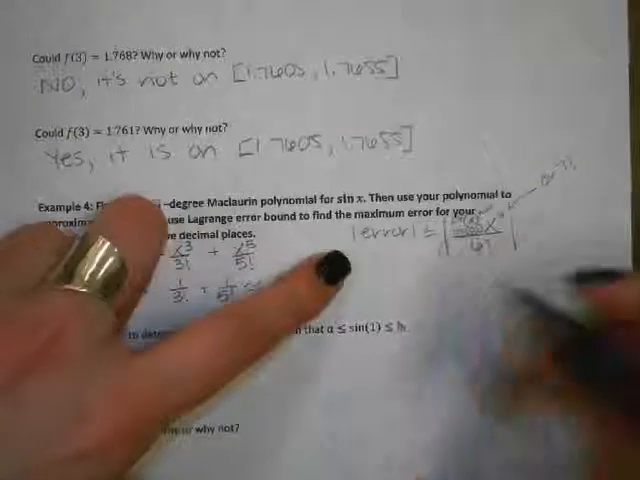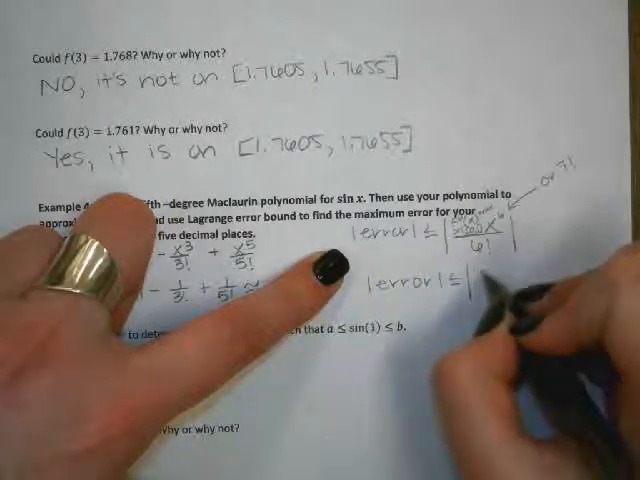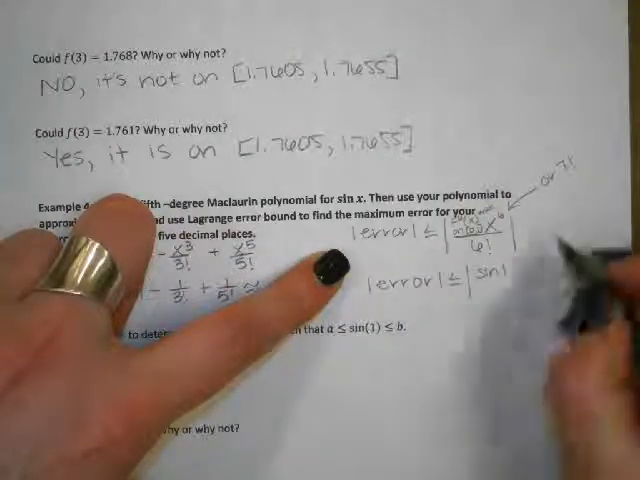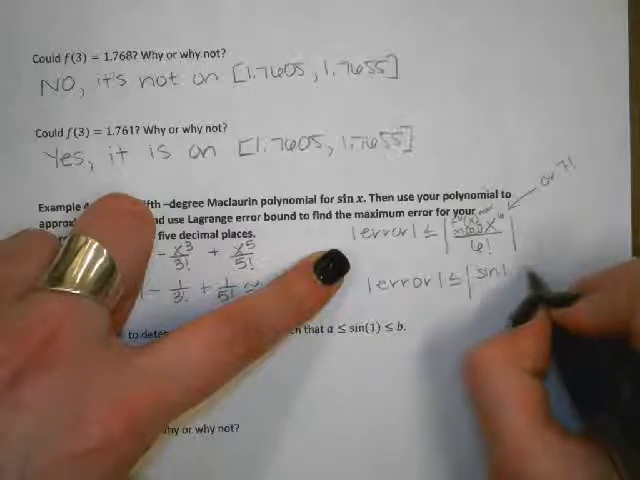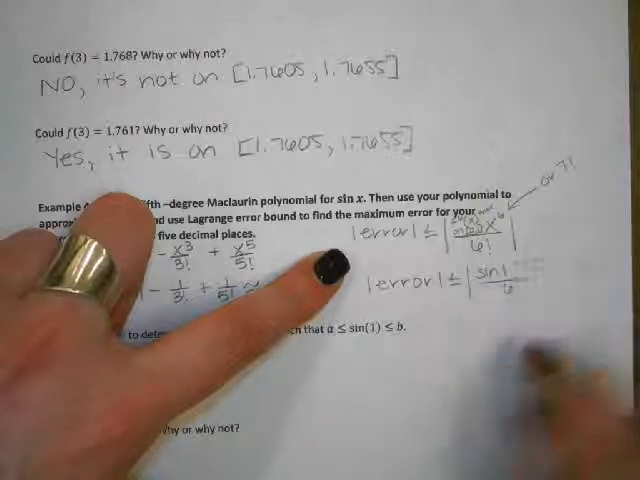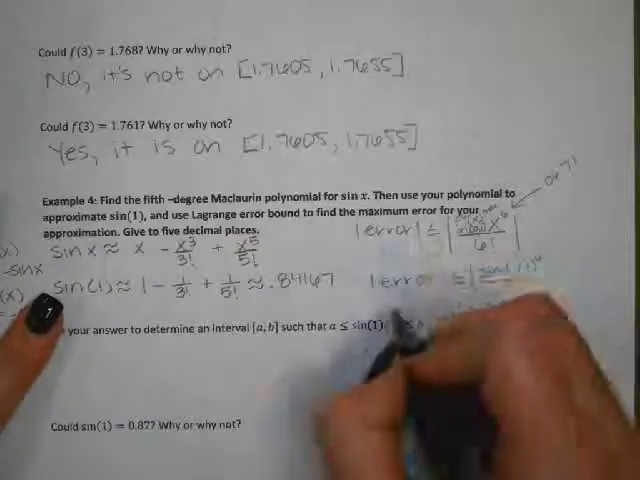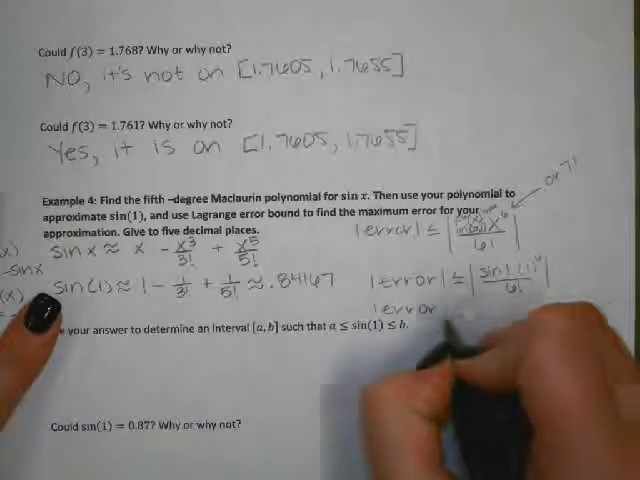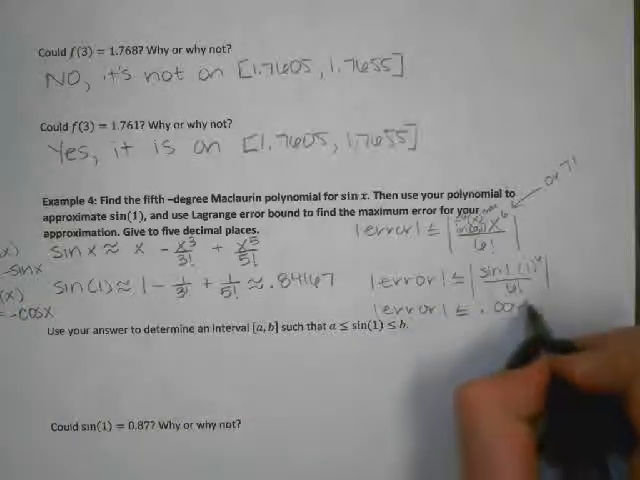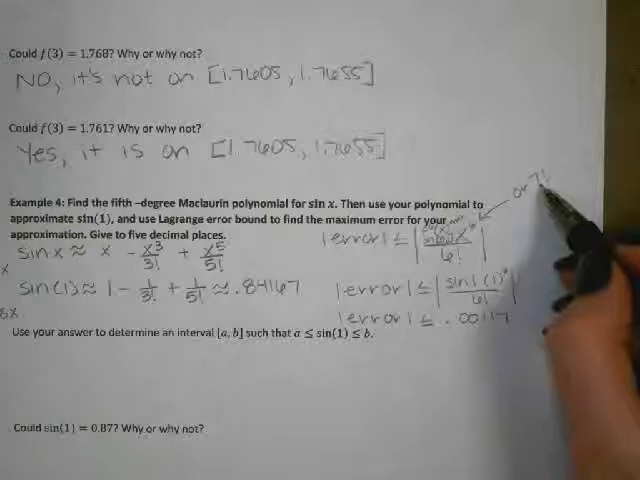Okay? So I'm going to say error less than or equal to sine of 1. I took out the negative sign because this is an absolute value problem. And now I've got times 1 to the 6th divided by 6 factorial. All right, so that means the error is less than or equal to, if I plug this into my calculator, I get 0.00117, right?